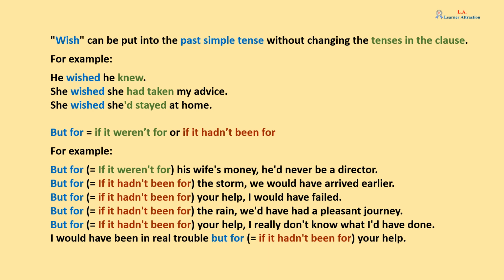But for your help, I would have failed. Means, if it hadn't been for your help, I would have failed. But for the rain, we'd have had a pleasant journey. Means, if it hadn't been for the rain, we'd have had a pleasant journey. But for your help, I really don't know what I'd have done. Means, if it hadn't been for your help, I really don't know what I'd have done. I would have been in real trouble but for your help. Means, I would have been in real trouble if it hadn't been for your help.